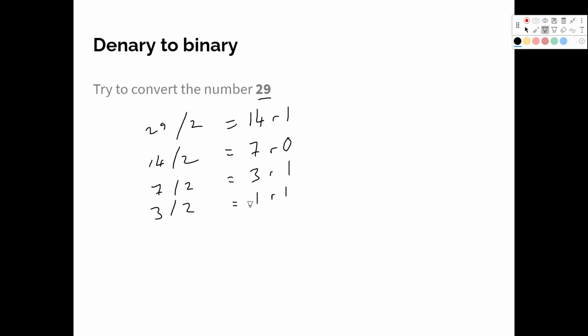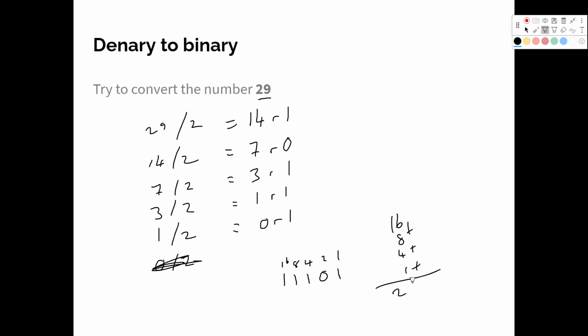And then we take the 1, and it's 1 divided by 2. That is 0 remainder 1. And we can stop there because we would just be doing zeros forever. So we stop as soon as we've got a 0. And then we take these remainders and we write them out from the bottom to the top. So it's 1, 1, 1, 0, 1. This should be the number 29. We can double check that. That is 29. Perfect. So this is the binary version of number 29.